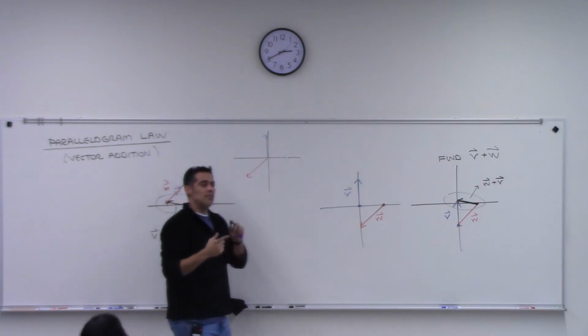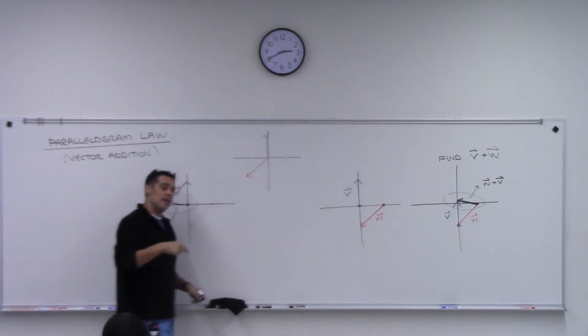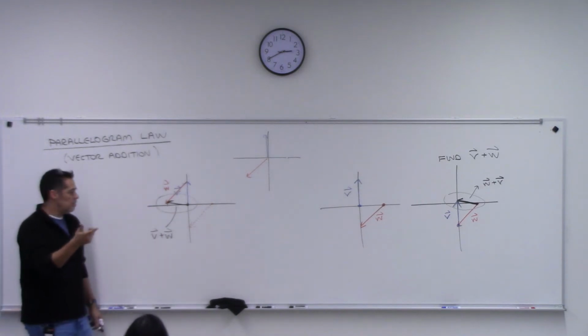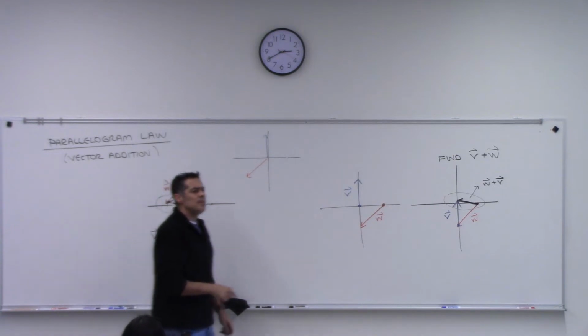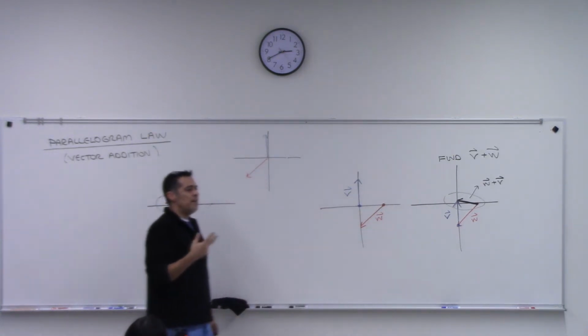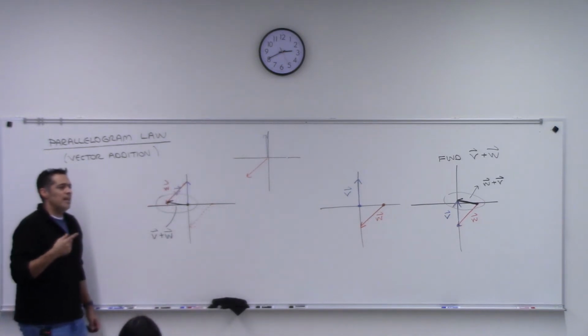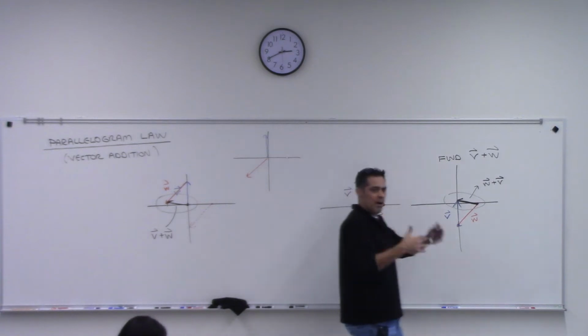Vector addition is always tip to tail or tail to tip, however you want to do it. But it's never tail to tail, it's never tip to tip. Good question. All right, so let me see. I put up on the board, when we add two vectors together, we take the tail of one vector and paste it to the tip of the other. That's the definition of vector addition.